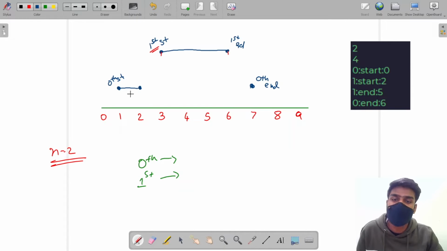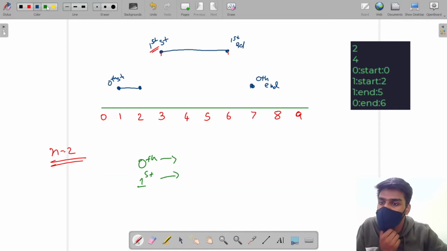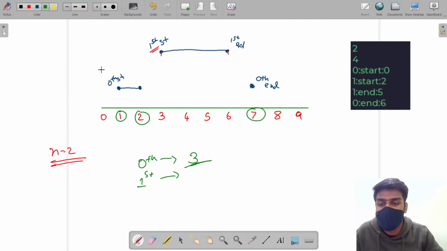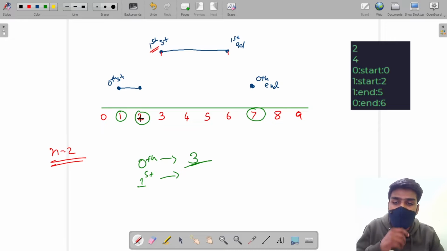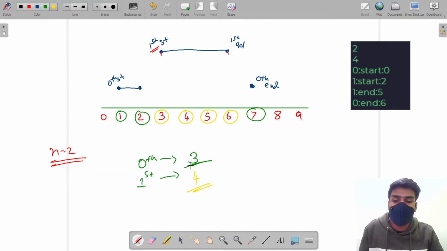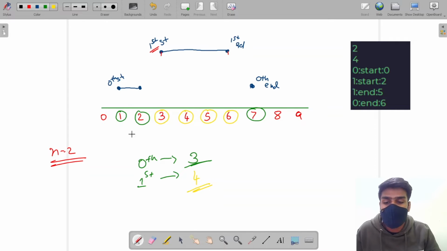Because at one time only one function can take the time. So my time for the 0th function is 1, 2 and 3 seconds. So I'll write time taken by 0th is 3 seconds, and time taken by first function is 1, 2, 3 and 4, so 4 seconds. So time taken by first function is 4 seconds and 0th function is 3 seconds.